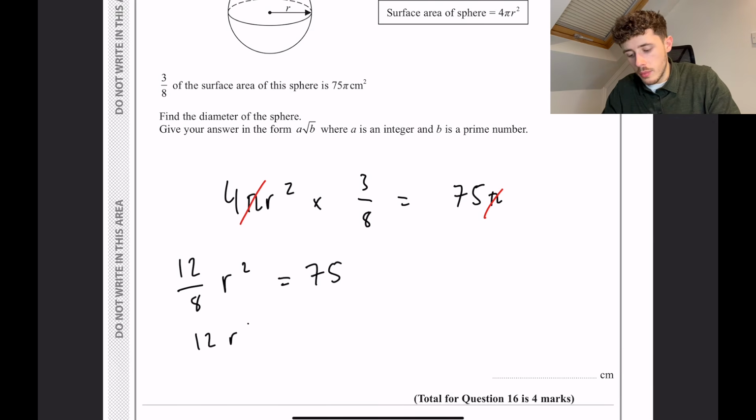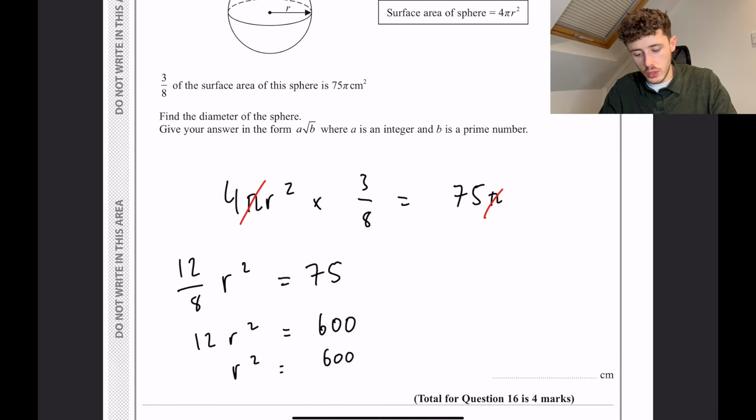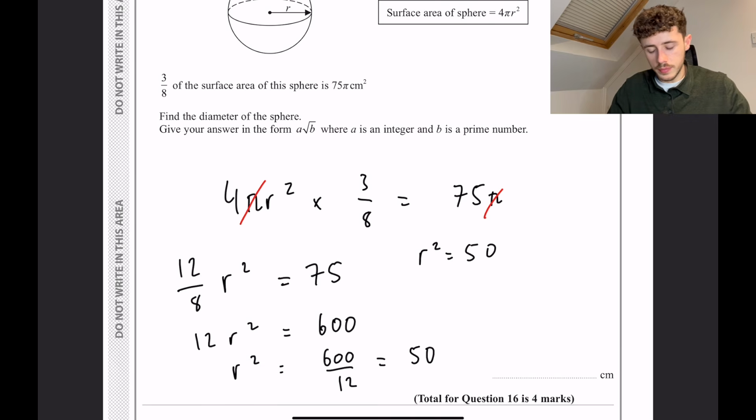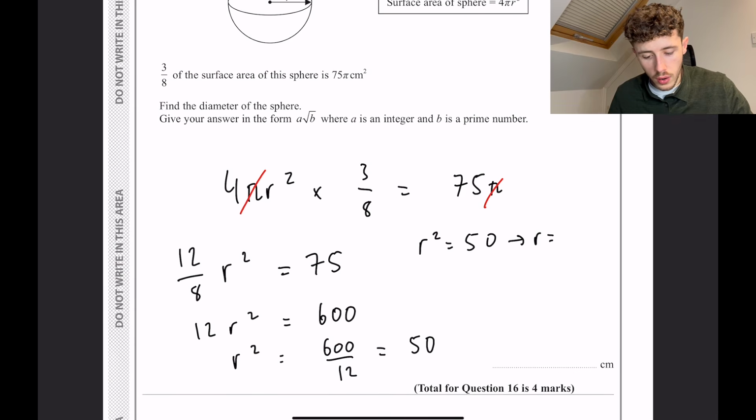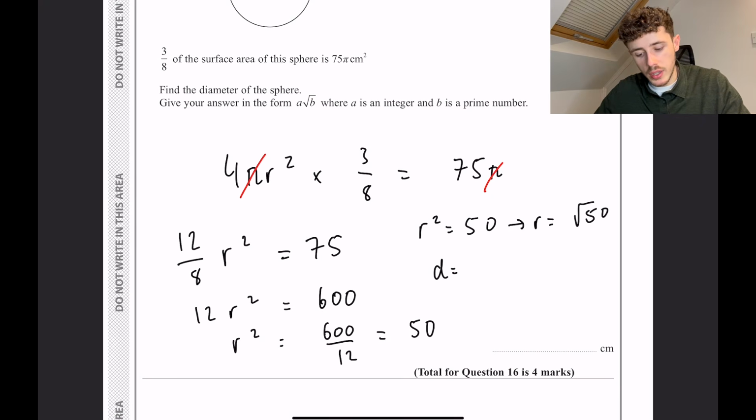From here, to make the rearranging a bit easier, bearing in mind we don't have a calculator, I'm going to multiply by 8 first, and that's going to give us 600. And then I'm going to divide by 12. So 600 divided by 12 is going to be 50. Now r squared is equal to 50, so we need to use that to work out what r would be. Therefore r is going to equal the square root of 50. If that is the radius, root 50, the diameter is going to be double the radius, so 2 root 50.